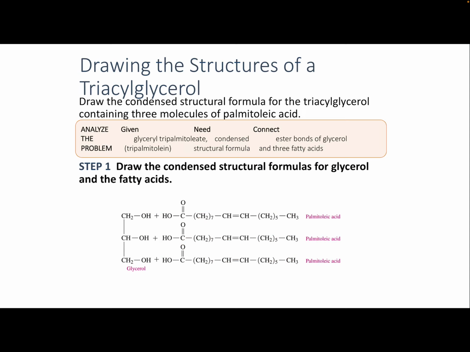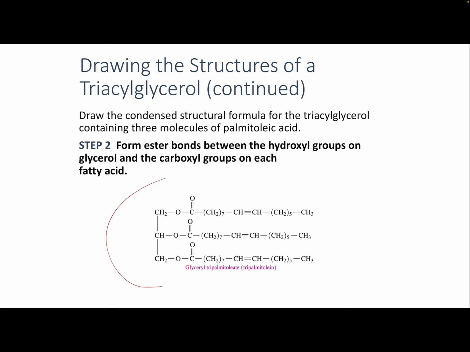Here's a chance for you to draw. So draw the condensed structural formula for the triacylglycerol containing 3 molecules of palmitoleic acid. Palmitoleic acid is a monounsaturated acid, so you have to look that one up to see where the double bond is. Typically, you would want to arrange it so that you can get rid of your waters and form your ester bond. The O from the alcohol is typically the one that sticks around. So you get something like this.